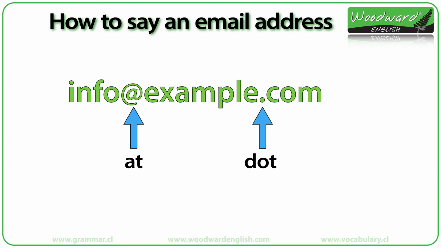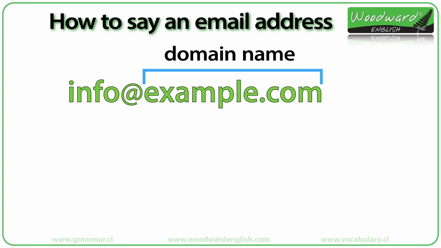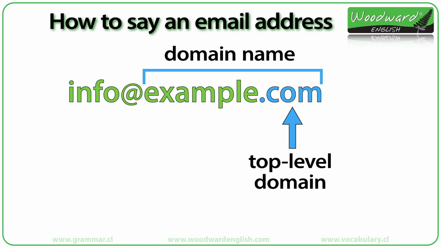There are two main parts of an email: the username and the domain name. They are separated by the @ symbol. Let's look at the domain name first. The domain name is the website address of a company or organization. It ends in a dot plus something called a top-level domain. In this case, the top-level domain is a .com.